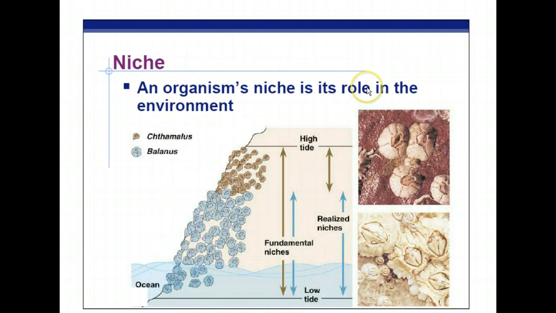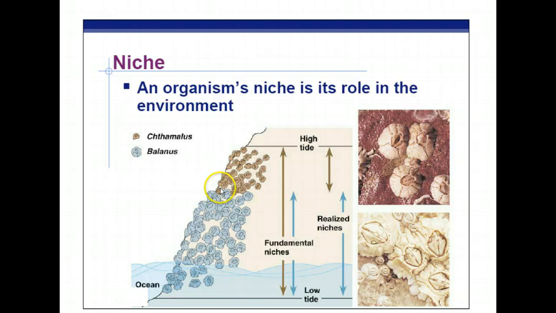A niche is the organism's role in the environment. It's a complex term, but typically it includes what it eats, and where it lives, and any other role it has in the ecosystem, like earthworms aerating soil for oxygen to get to roots of plants.